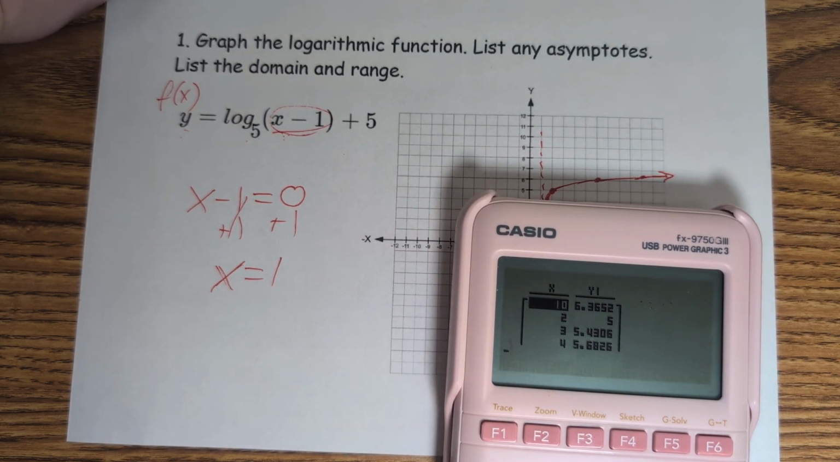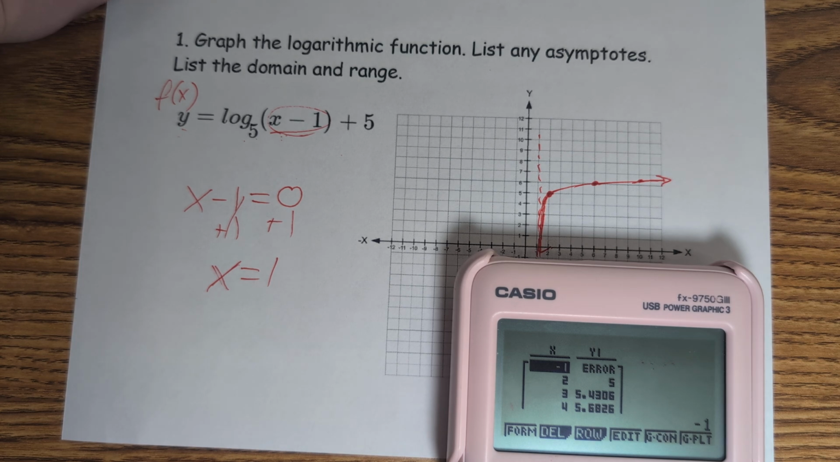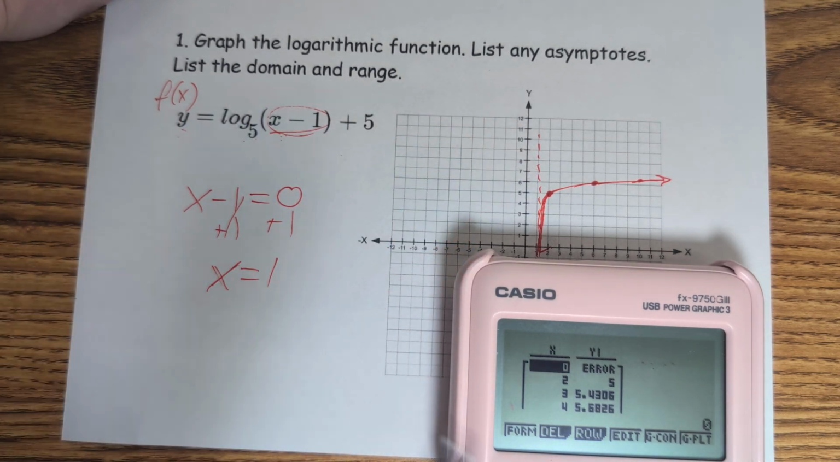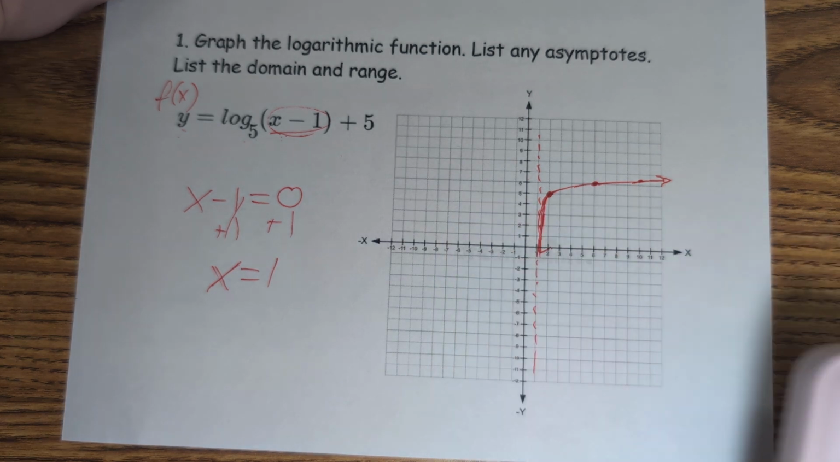Notice if I put anything negative, like look, negative 1, I get error. Negative 2, anything, even 0, I should also get an error. Yep, 0, I get an error. Anything to the left of this asymptote, I would get an error. So 1 and everything less than 1, I would get an error. That is as it should be.